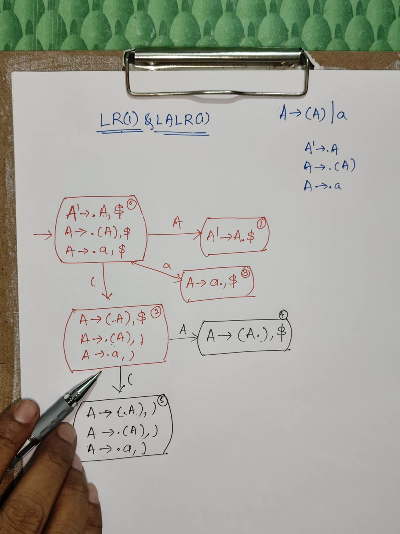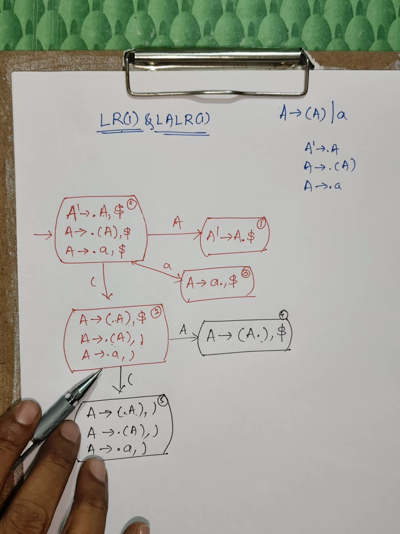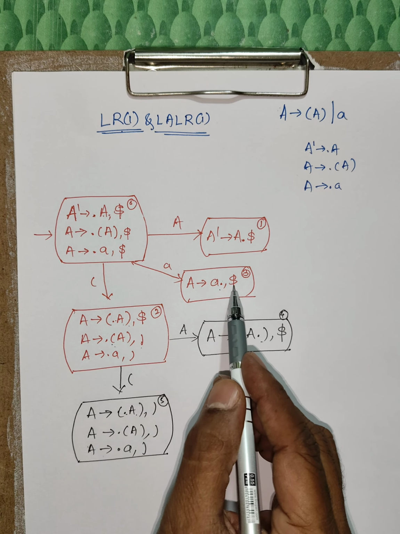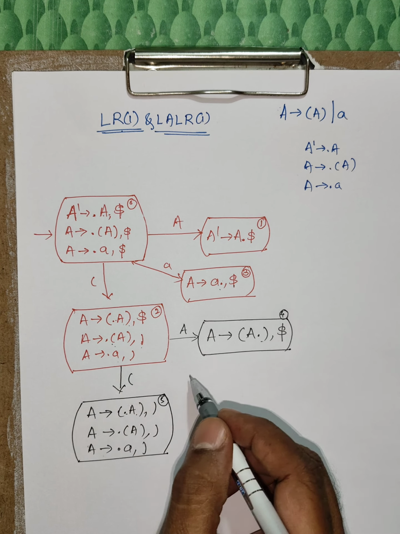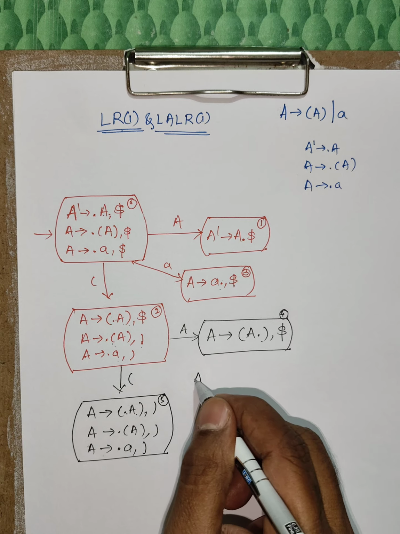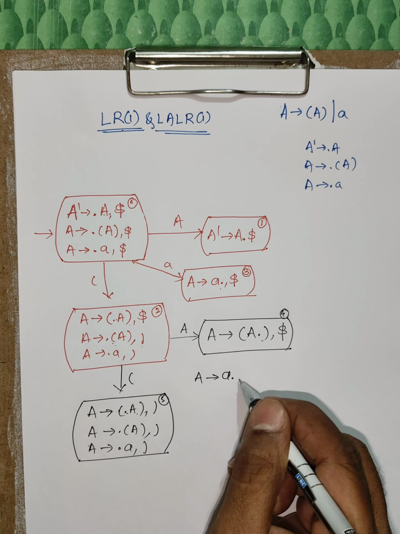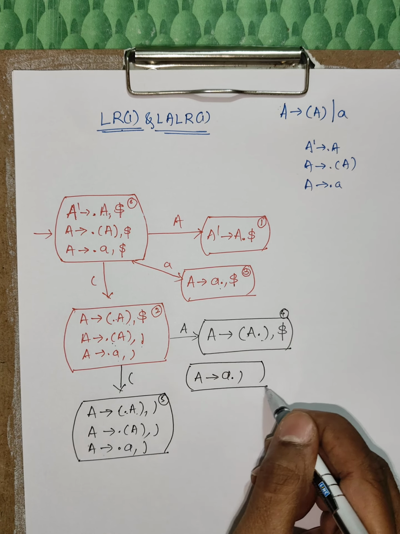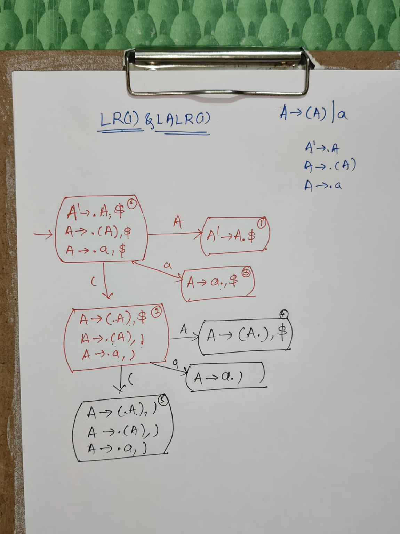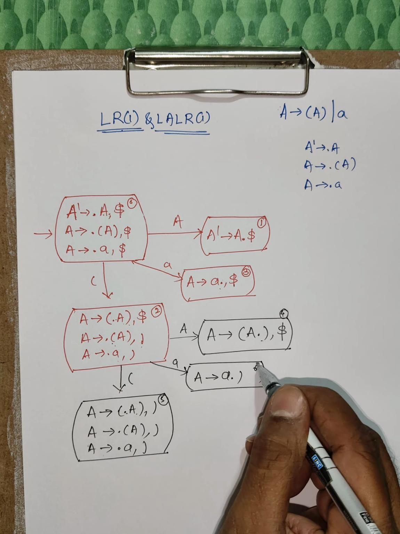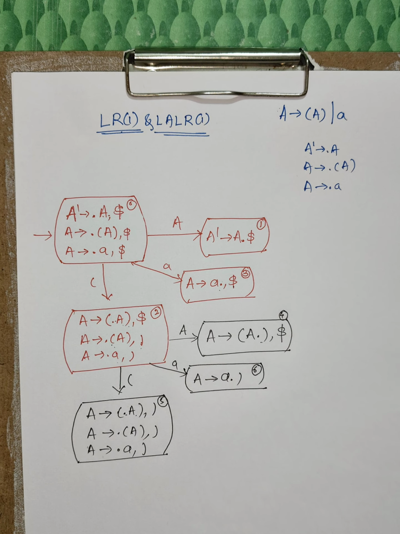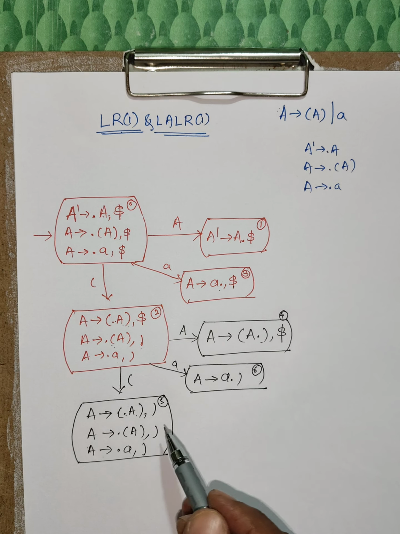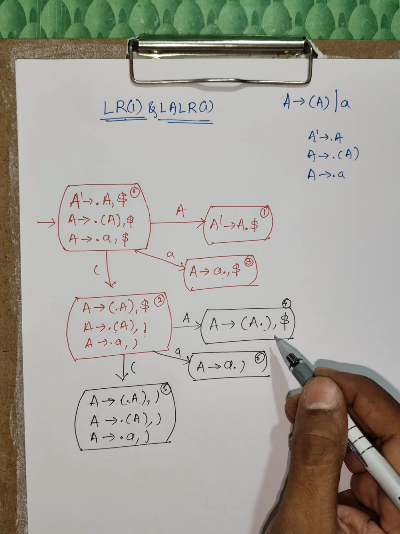Then transition on A. After transition on A, we will get this production, but the lookahead is different. For this, we take transition on a, A produces a dot, lookahead is closing bracket, and this is a final state. Transition on A, state 6. Next 4, 5, 6. Then transition from 4.